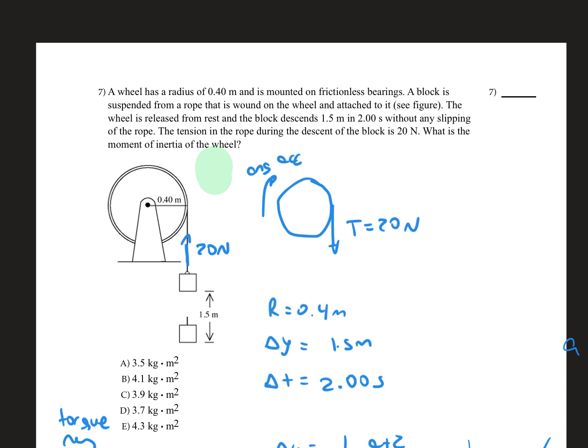rope. Then the tension on the rope during the descent of the block is 20 newtons. 20 newtons is the force. What is the moment of inertia of the wheel is the question.